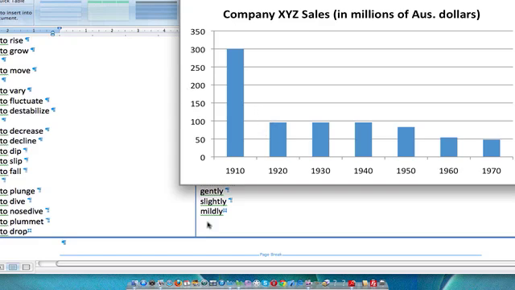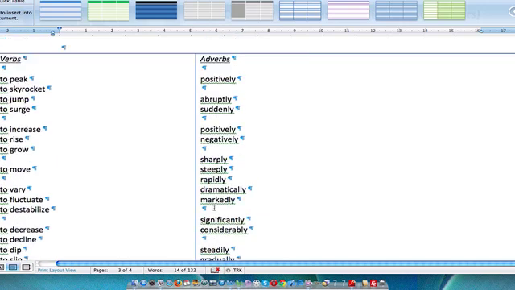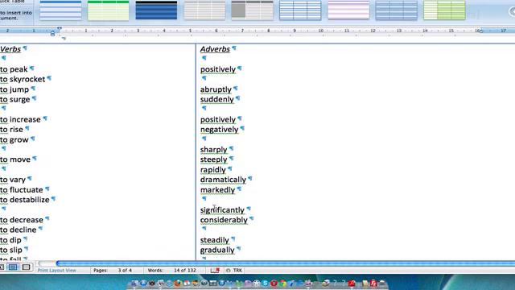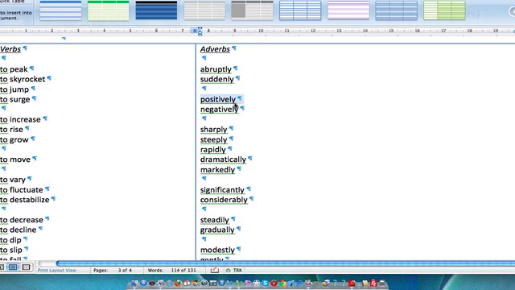Okay, now let's look at the adverbs and then talk about ways that we can couple the verbs and adverbs together. So we have positively and negatively. Okay, and these would be, positively usually is to describe an upward movement, negatively to describe a downward movement. Abruptly and suddenly, as we described before.